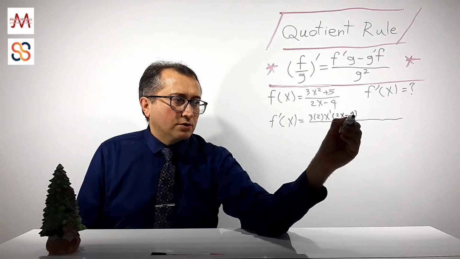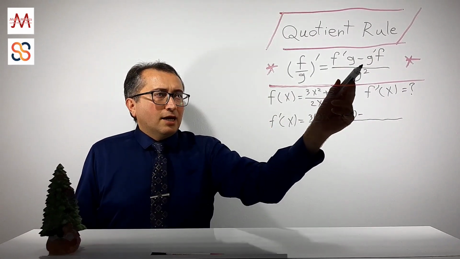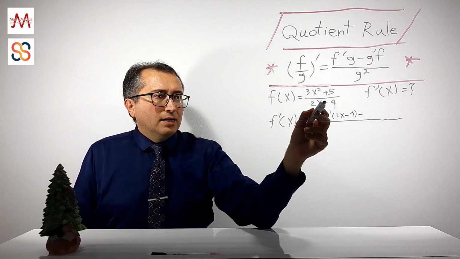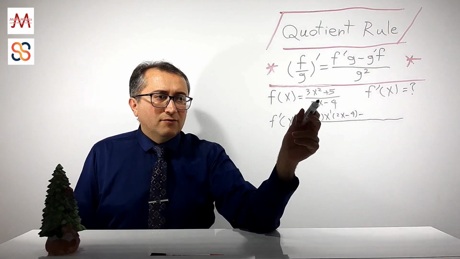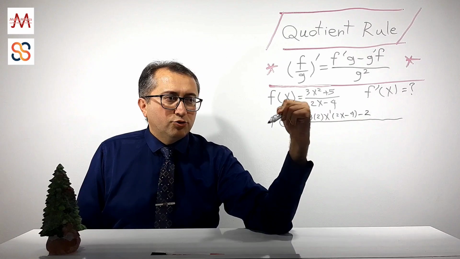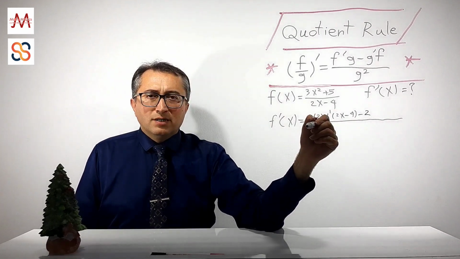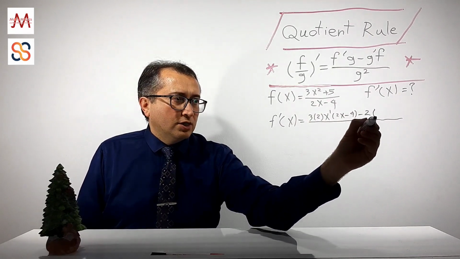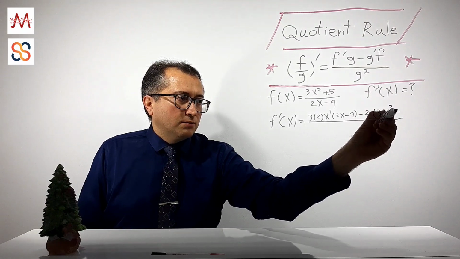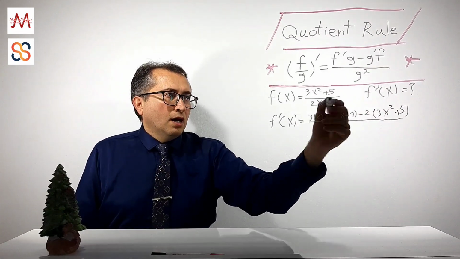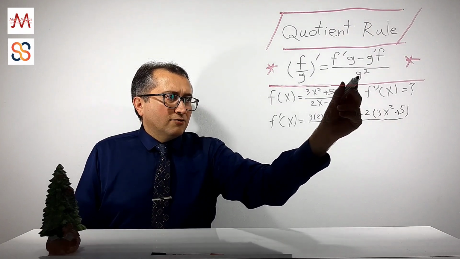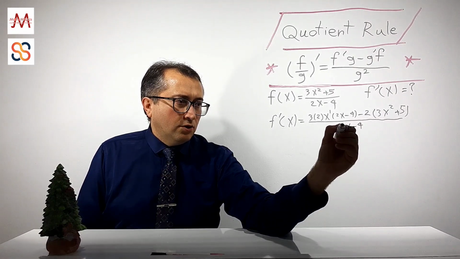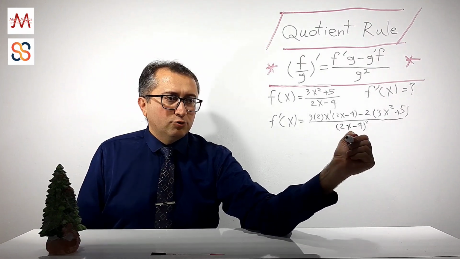2x minus 4. Minus, it's time to take the derivative of the bottom function, which is 2x minus 4. Again, you can apply the power rule. The derivative of 2x is 2 and the derivative of minus 4 is again 0, times the original f function, which is 3x squared plus 5. All of these are divided by g squared. G is 2x minus 4 to the power of 2.